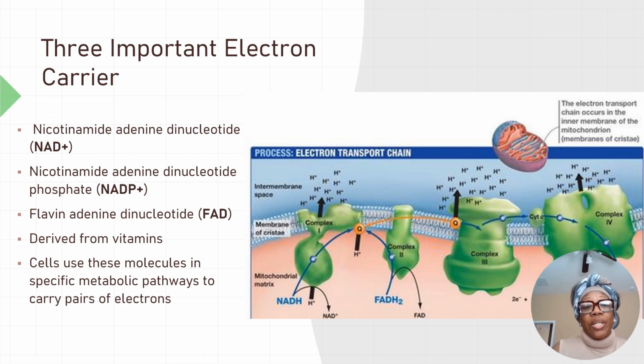You have what's called nicotinamide adenine dinucleotide, or NAD+, nicotinamide adenine dinucleotide phosphate, so it has a phosphate group on it, and flavin adenine dinucleotide, FAD. These are derived from vitamins. Cells use these molecules in specific metabolic pathways to carry pairs of electrons.